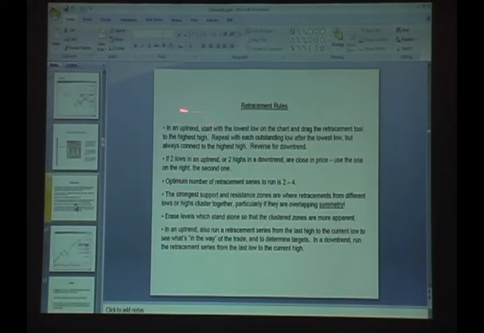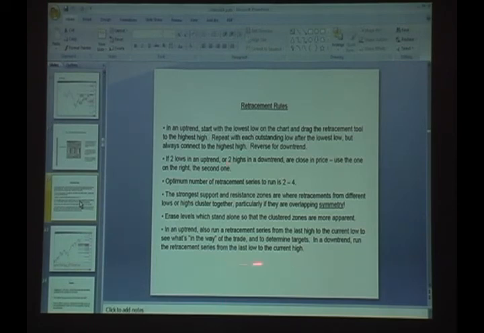So, retracement rules. I just covered some of these. If two lows in an uptrend or two highs in a downtrend are close in price, use the one on the right, because that's basically where the move actually started. So that's what you want to use. Optimum number of retracements to run, retracement series. In other words, how many times you're using that tool on the chart? Two to four.